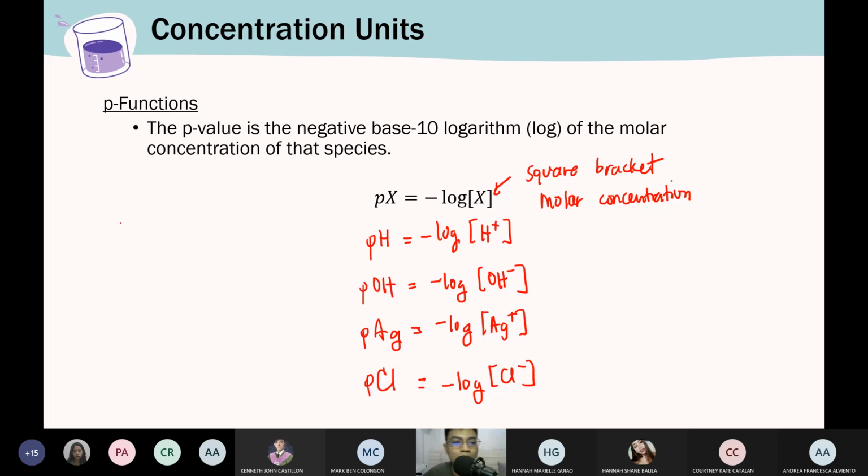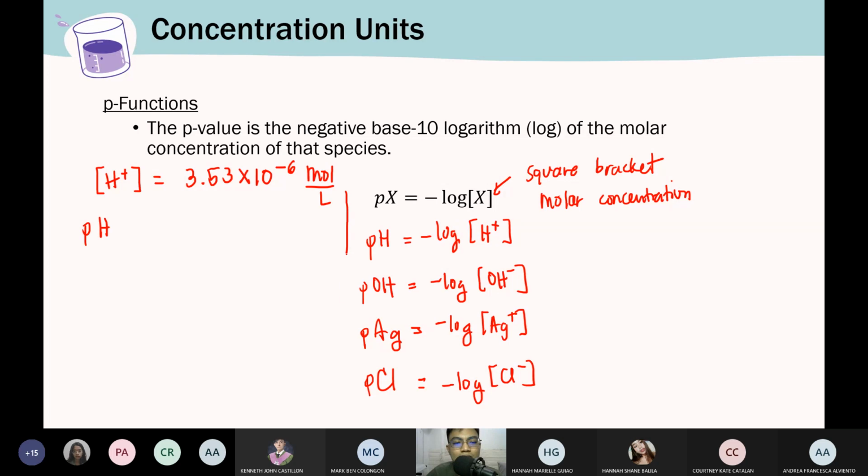Okay, so let's try one problem. Ito muna, isip ako. So suppose the H plus concentration is equal to 3.53 times 10 raised to negative 7. Sorry, 6 na lang. Okay, suppose the molar concentration of hydronium ion is 3.57 times 10 raised to negative 6. Let us find the pH.